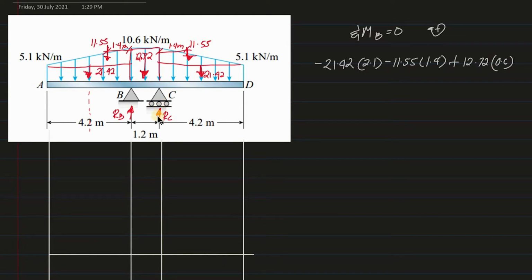Then, tuloy natin itong RC. This RC will create, pag ganun siya, iikot siyang pag ganun, which is counterclockwise. So, negative RC times, ano yung perpendicular distance niya papunta sa B? That's 1.2.